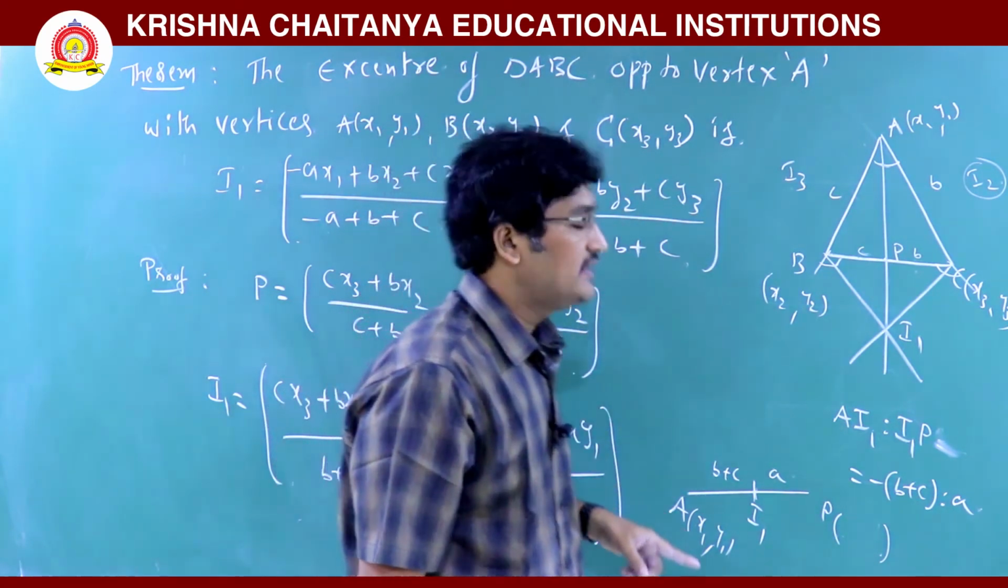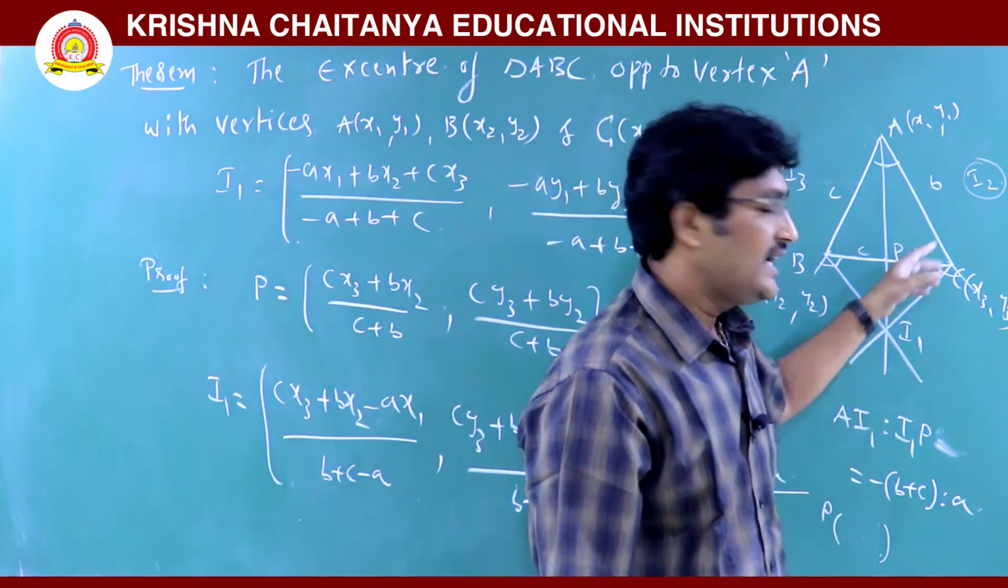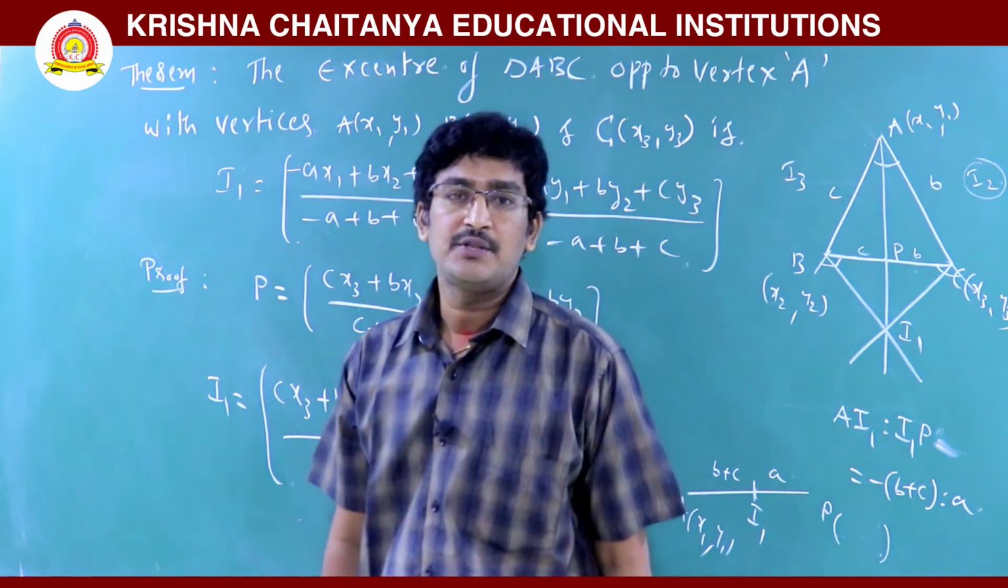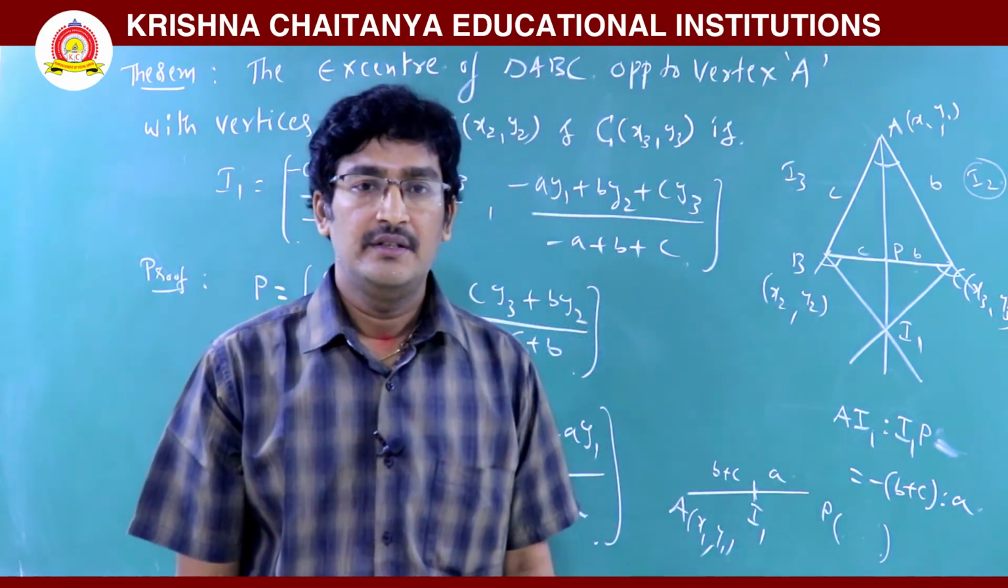In that way, I have to find the excenters I1, I2, I3 of triangle ABC with the vertices (x1, y1), (x2, y2) and (x3, y3). Okay, I have understood.